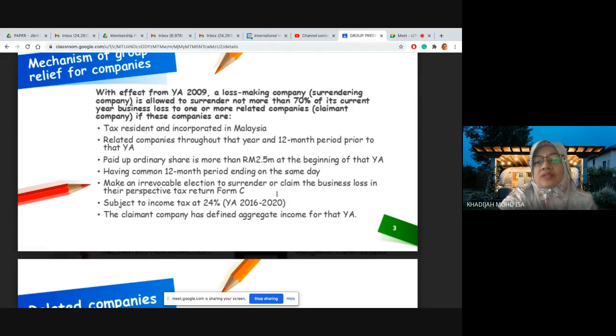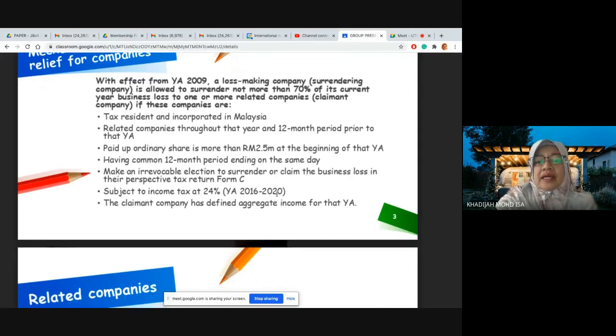So it means that once you have decided you want to be involved in the group relief, whether as a claimant or as a surrendering company, it has to be clearly mentioned in your income tax return Form C. Once you say that you want to claim, you cannot revoke. And then all companies must be subject to 24%, and the claimant company has defined aggregate income.